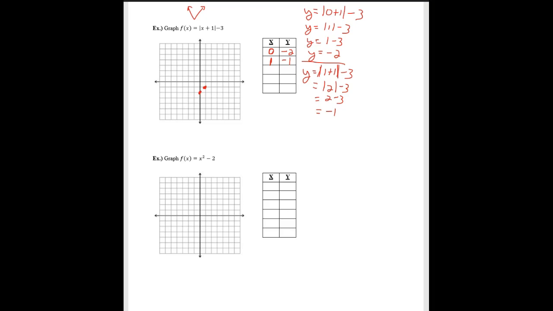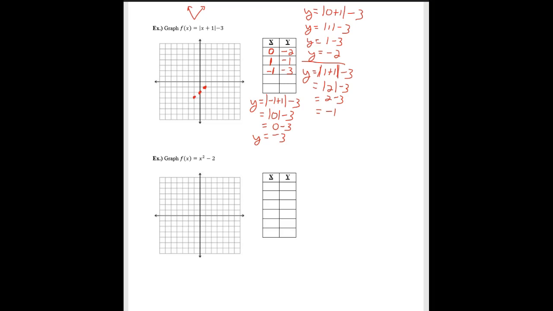Let's go in the negative direction, see what happens that way. Replacing x with negative 1. Negative 1 plus 1 is 0. The absolute value of 0 is 0. And then minus 3. So I end up with y equals negative 3. So I went back, negative 1, down 1, 2, 3. It's still going down. But I know I need a V. I need it to go back up.